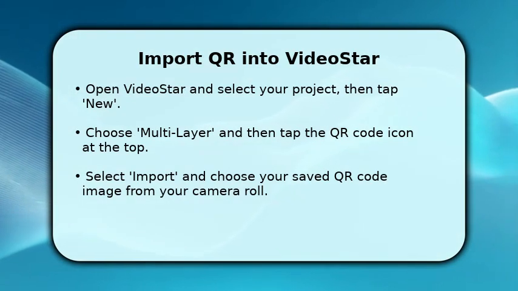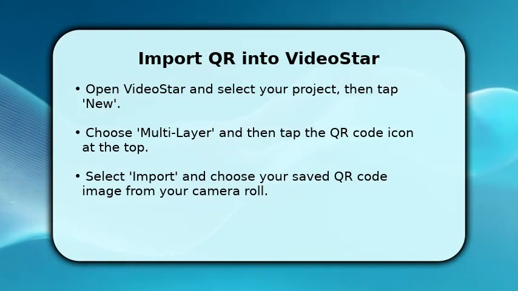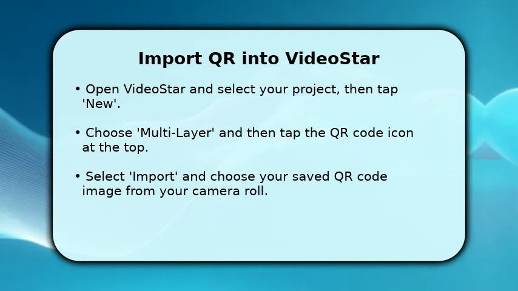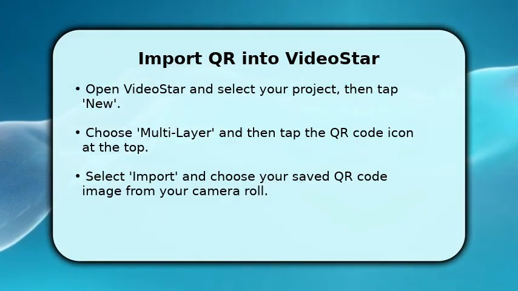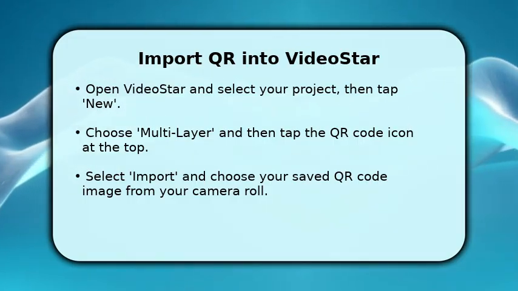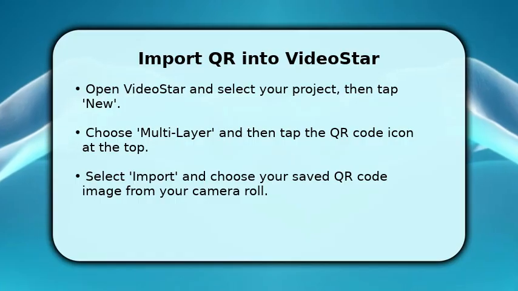Now, open the Videostar app and navigate to your desired project. Tap the New button, then select Multi-Layer to begin. In the Multi-Layer editing screen, you'll find a QR code icon at the top. Tap this icon, then choose Import from the options. This will allow you to access your device's camera roll. Locate and select the QR code image you saved earlier.